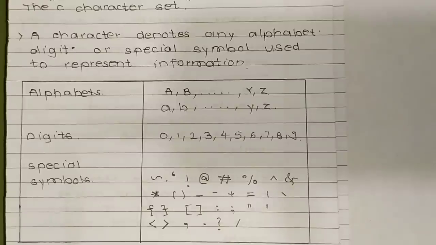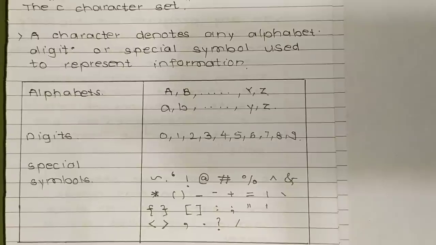A character denotes any alphabet, digits, or special symbols used to represent information. That means it is denoting or representing information just like the English language, but it has a certain limited set of those symbols or characters. So it is basically denoting numbers, special symbols, and alphabets.